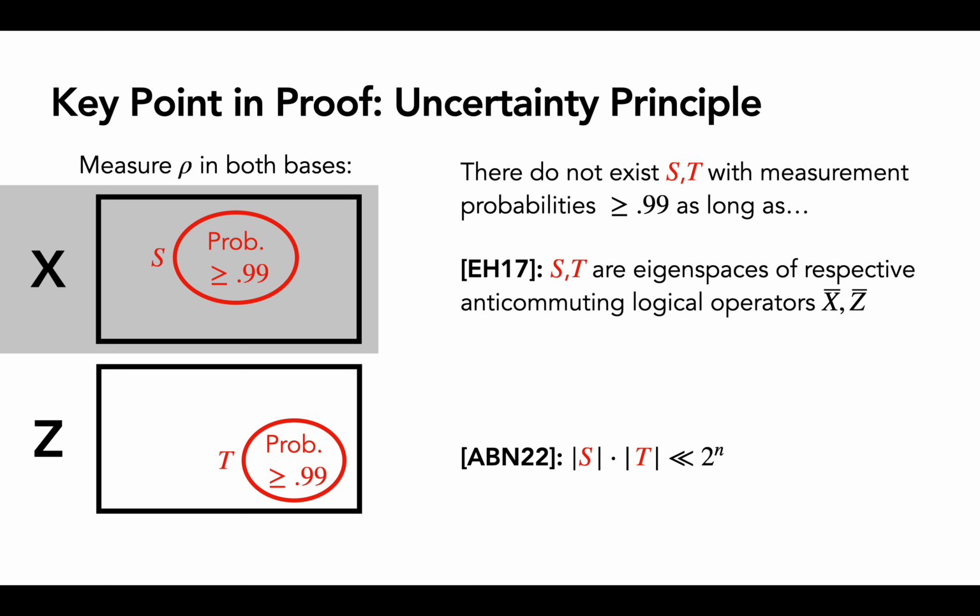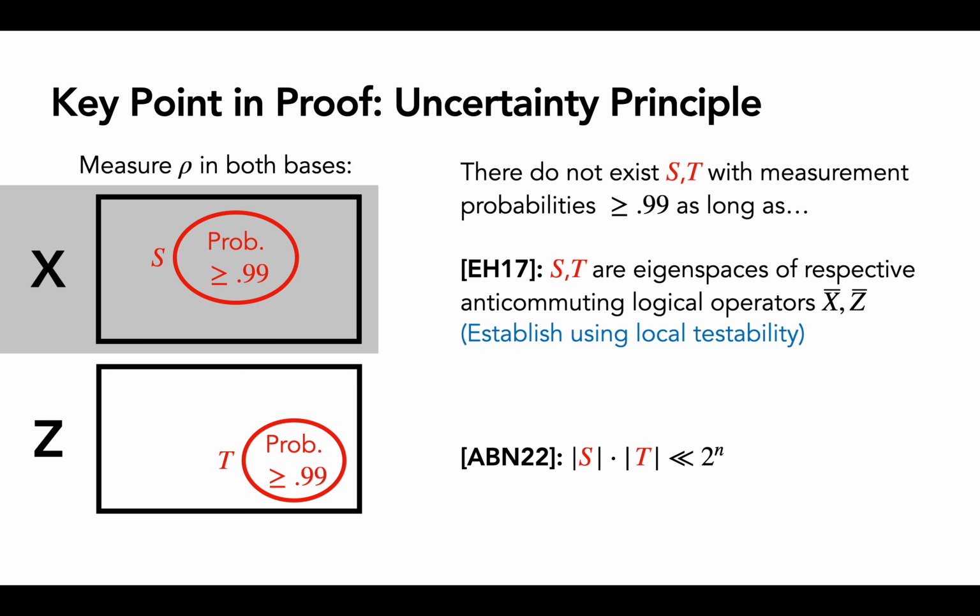Meanwhile, Anshu, Breuckmann, and Nirkhe used a different uncertainty principle in their result. They simply use the fact that if S and T are sufficiently small, so if the product of their size is much less than 2 to the n, then again we cannot have a very high probability of rho landing in each of these sets when we measure in the respective bases. And I guess the point is both these results use this uncertainty principle to show well-spreadness in either the X or Z basis.